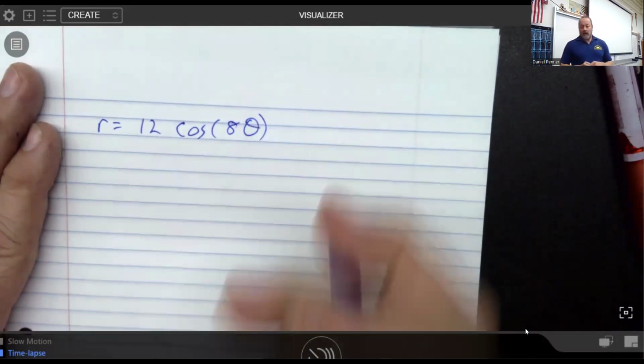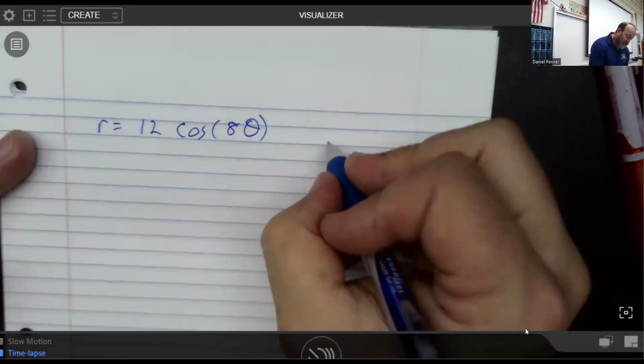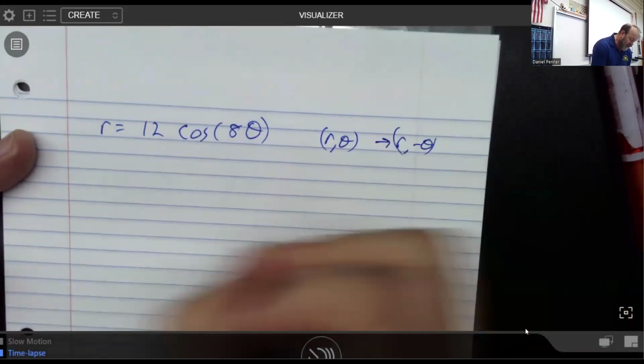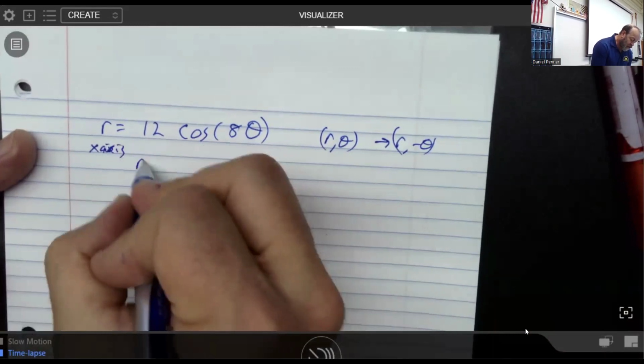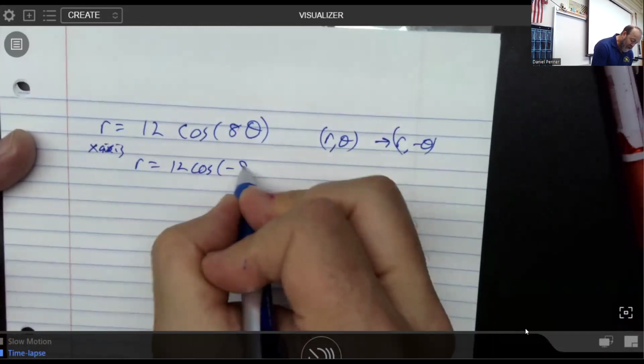Now, right off the bat, the first and easiest way to demonstrate that this actually has all of the symmetries is that if we go ahead and replace our theta with our negative theta, let's see what happens. That's our x-axis symmetry test. So I'm going to replace r with r. I'm going to replace theta with negative theta.